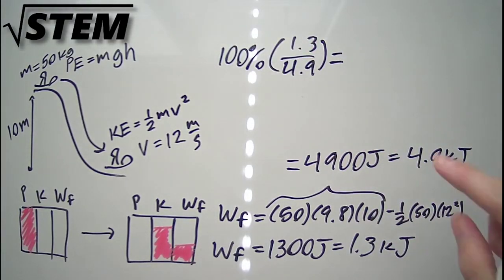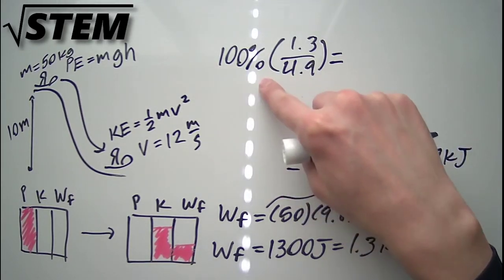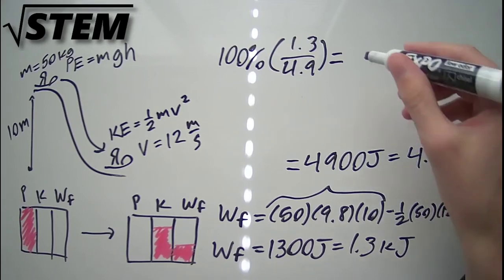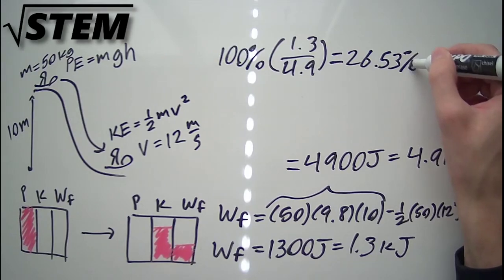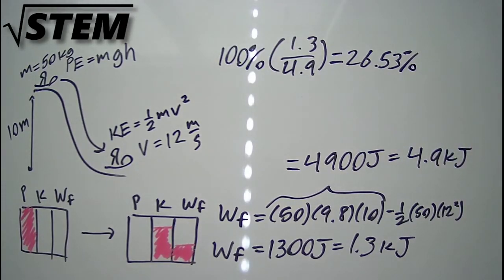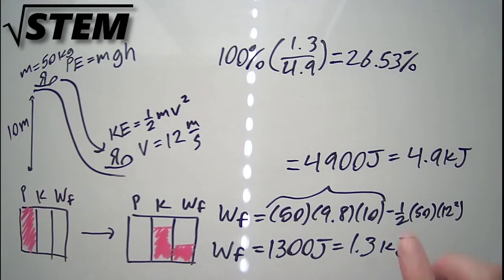So if we take the work done by friction divided by the total energy we started with and multiply it by 100%, we'll find that the work done by friction accounts for 26.53% of the total energy that we started with. So on the way down, our sled being in contact with the hill, it lost about a quarter of its energy just being dissipated out into heat. And that is how you can relate energy of both kinetic and potential types with work done by a non-conservative force.